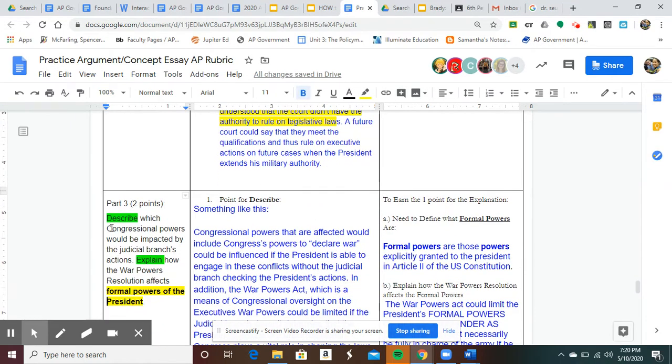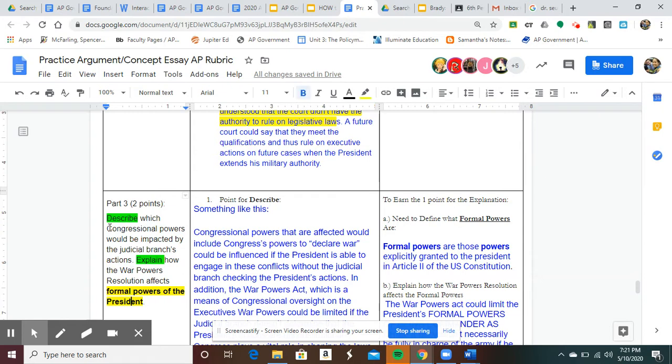Part C, there's describe and explain. Describe which congressional powers would be impacted by the judicial branch's action. So here is a tip. You've got to actually answer the prompt. And I would do that echo answering. A congressional power that would be impacted by the judicial branch's actions would be X, Y, and Z. Again, it doesn't need to be the best written work, but make sure you are explicitly answering what is being asked of you. And I would underline it. I would, again, do that echo answering to the prompt.